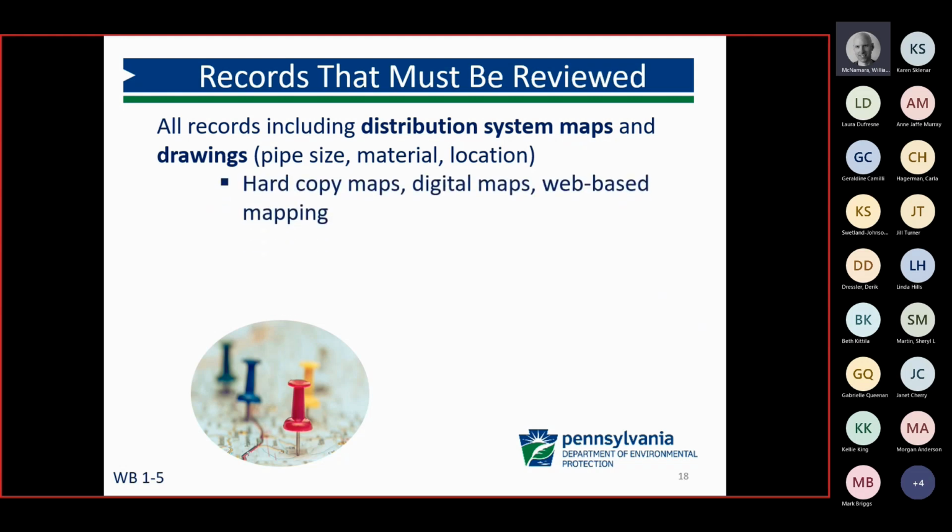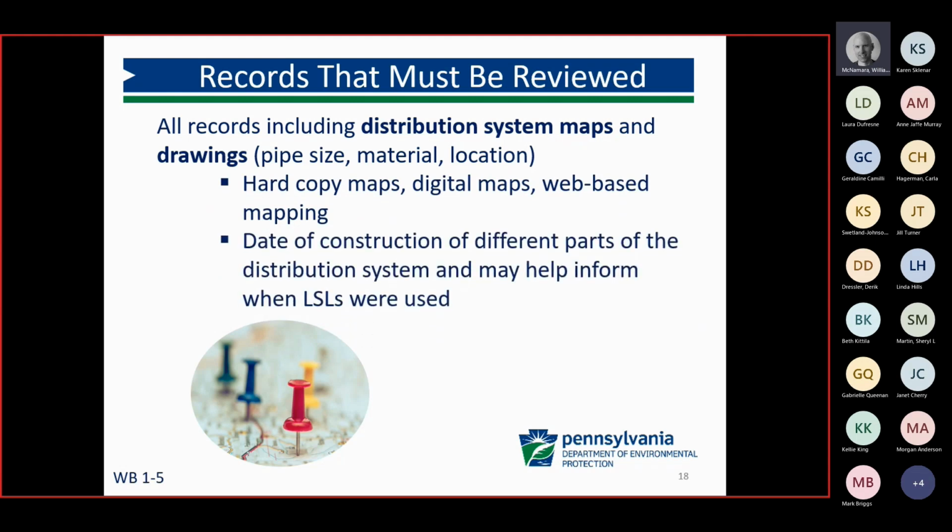We're talking any kind of map: hard copy maps, digital maps, web-based mapping. Every water system is something a little different. Date of construction is often on these maps, so it'll say, this entire development was built in 1995 or something along those lines. So that could help inform what the material might be and if it's lead.